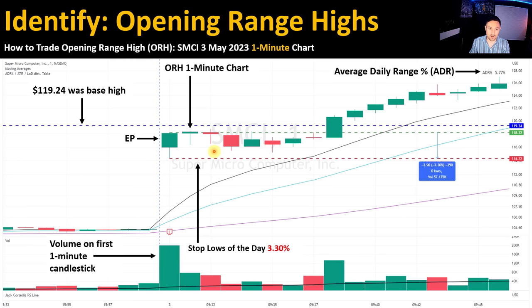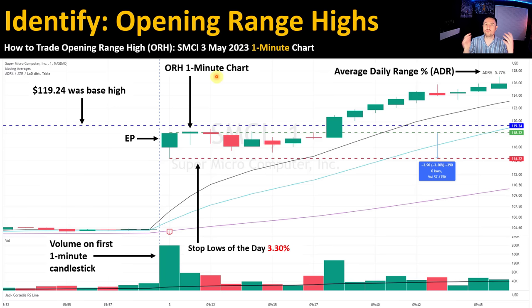So here's the EP. Now on the first 1 minute chart, it doesn't actually take out the highs of the base. So I actually think on this one, you could use the highs of the first 1 minute bar, or you could wait for the highs of the base around 119.24. That's my subjective viewpoint. But let's just go opening range highs for the 1 minute candlestick to not add too much confusion to this, right?